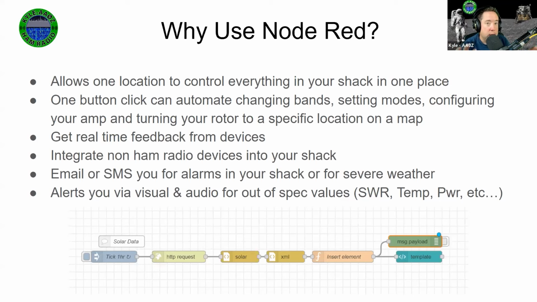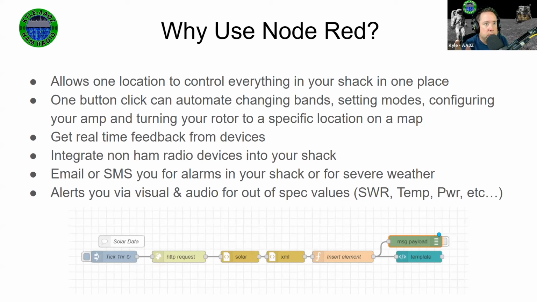It's great for contesting. It's great for DXing. It's great just to see what is going on with your devices in your Shack in one location. Automation. The great thing about Node-RED is you can program things in the background to do 5 things if you click one button.